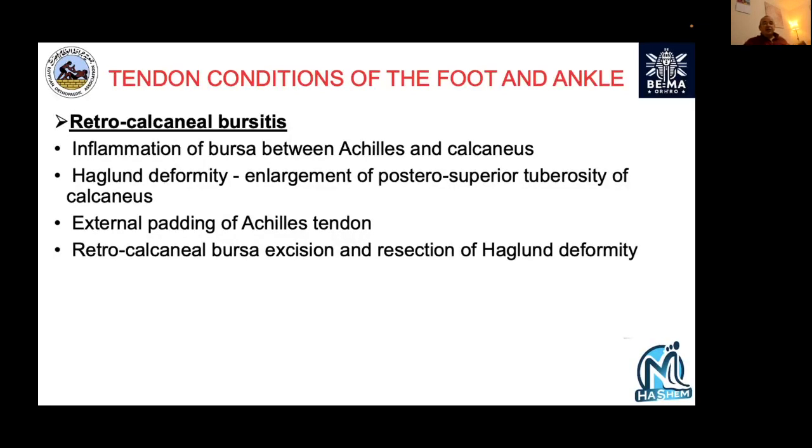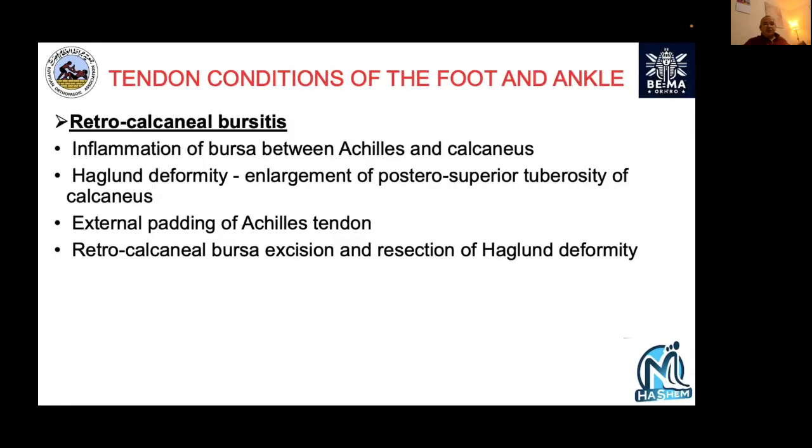This retrocalcaneal bursitis, on the long standing, may become a Haglund deformity, which is a bony prominence of the posterior superior tuberosity of the calcaneum. What you need to do for a patient with retrocalcaneal bursitis is just keep the patient as relaxed as possible. The patient should have well padded shoes, and send the patient for ultrasound. If they find that bursitis, they can inject it with steroids.